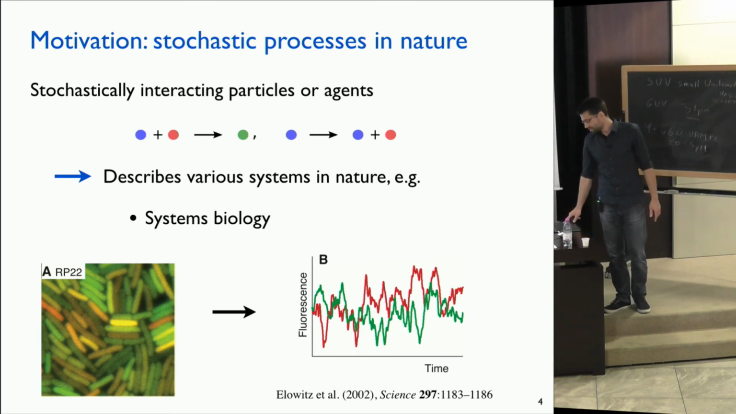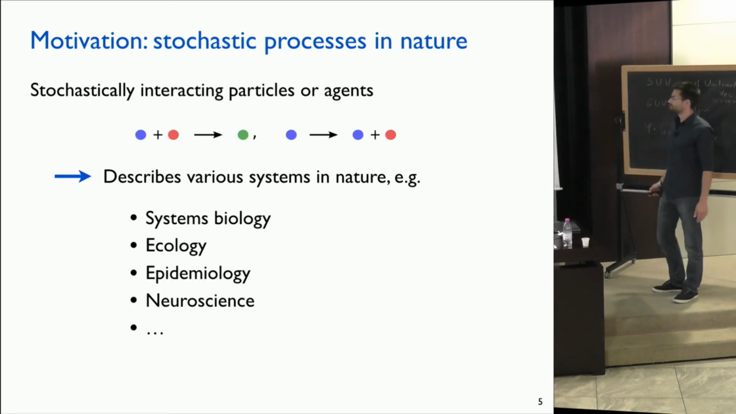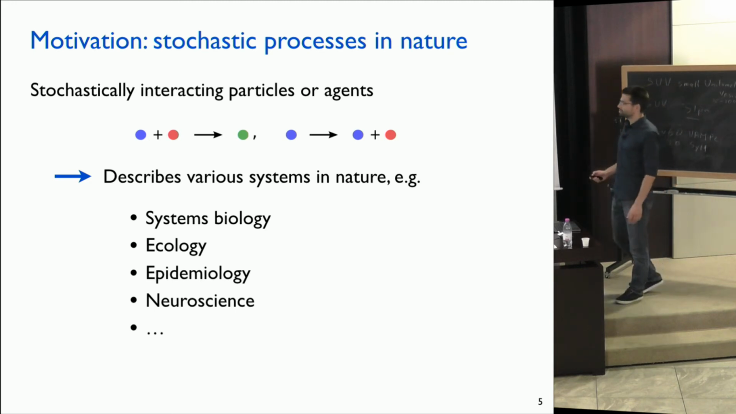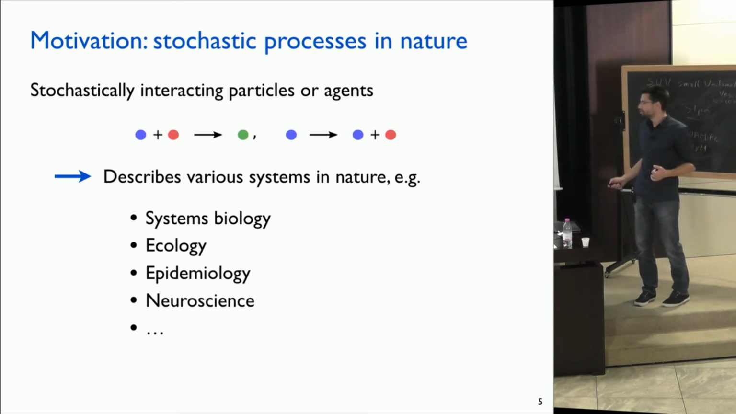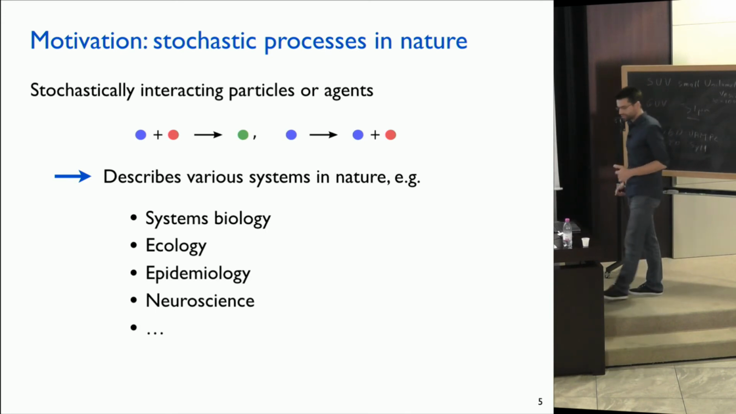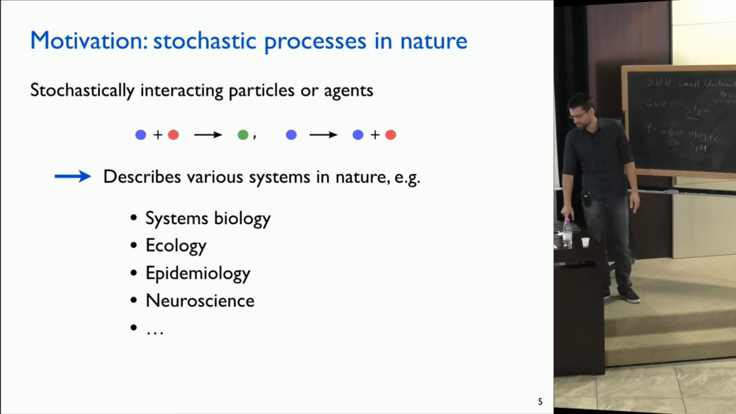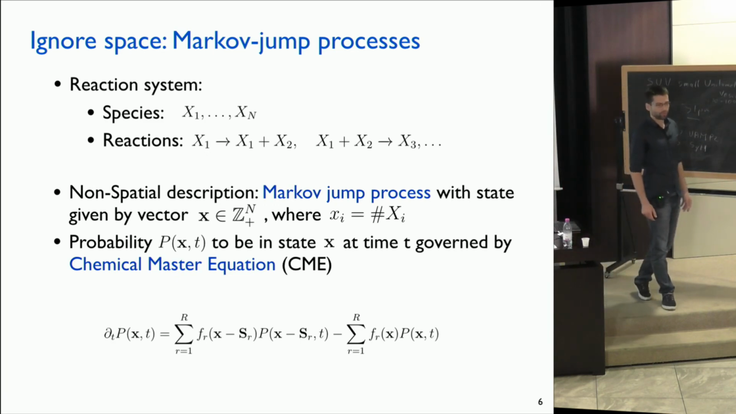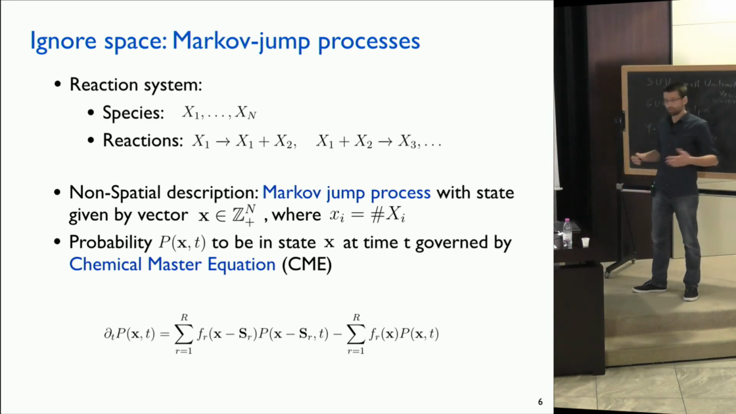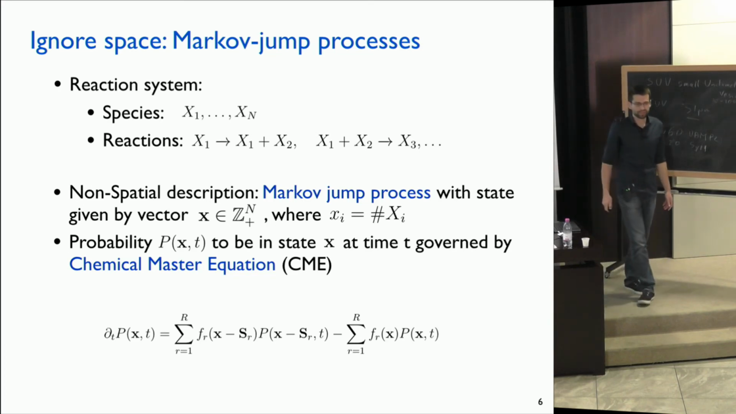But there are many other systems in nature that can be described as such stochastic processes. Examples include ecology, yeah, prey-predator models, epidemiology, modeling the disease spreading through a population, neuroscience, modeling spiking neurons, and so on. But how do we mathematically describe such processes? Let's start with the case where we ignore space. So we're not interested in where, say, molecules in the cell are, but we only care about how many of the different species are in the cells.